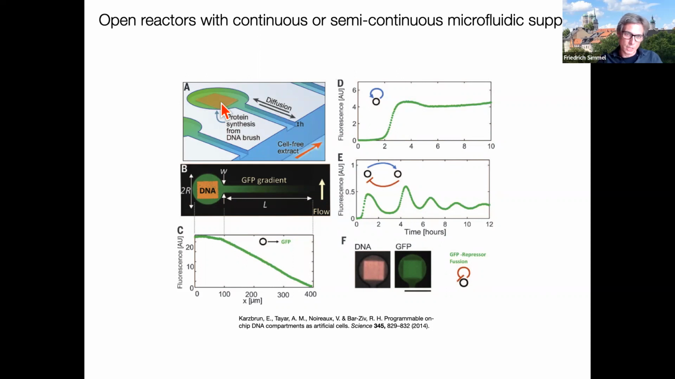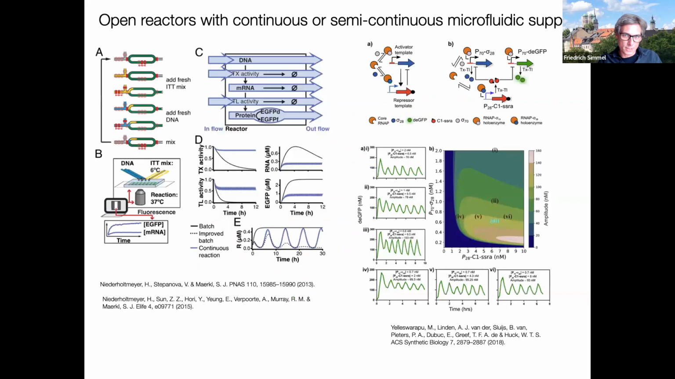So you do not have a decay of your cell extract because you replenish it all the time. And here they could actually show extended oscillations in this system, so that the gene circuit is essentially immobilized on the chip, and you produce RNA and proteins from that, and this can be run in a kind of non-equilibrium steady state.